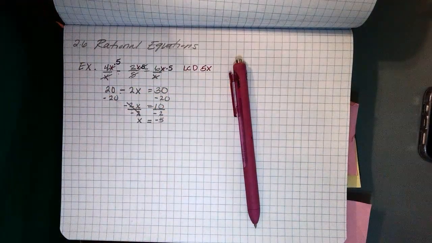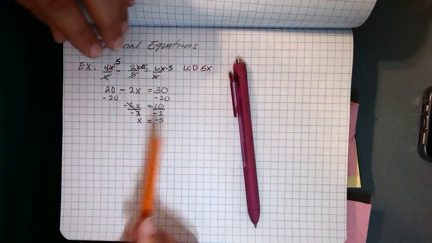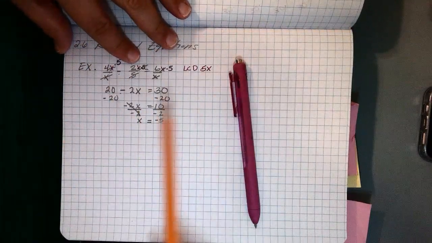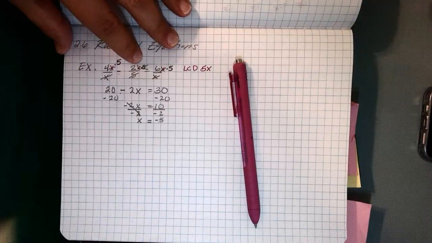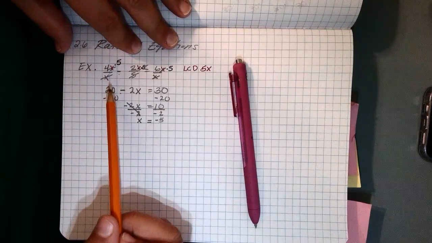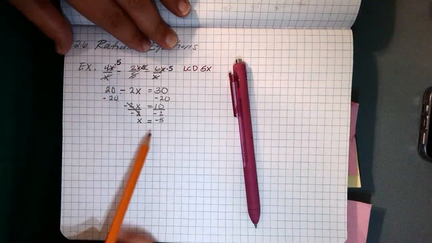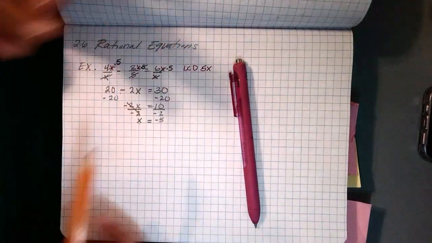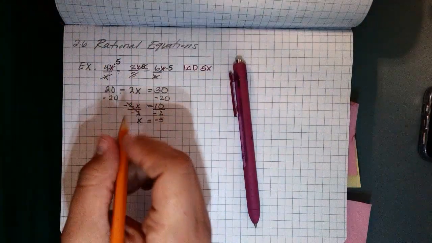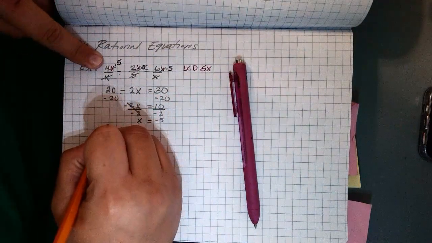Now, for these problems, you have to check. I know the last video I kind of got lazy. I didn't continue to check, but these you must check, because if I get a number divided by 0, then my answer might not actually be a solution. It's called an extraneous solution. So I'm going to plug this back in.